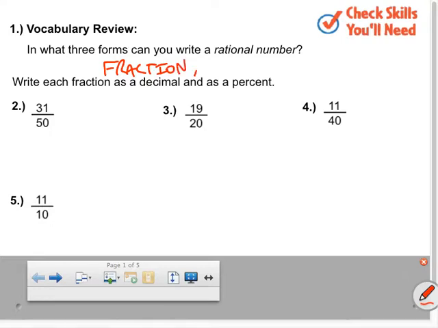Who's got the next form? Gloria Bell? Is it a percent? Yes, a percent. Miles, decimal.